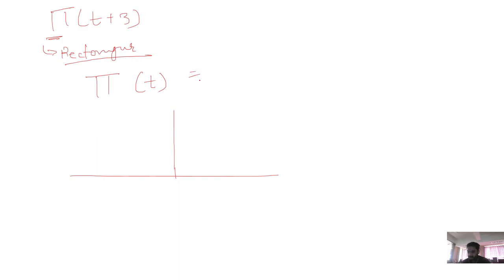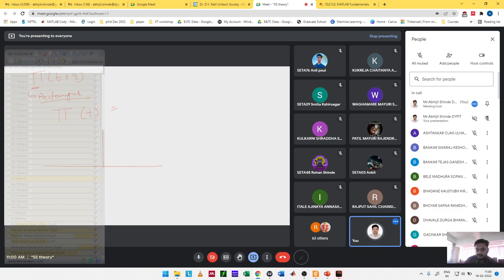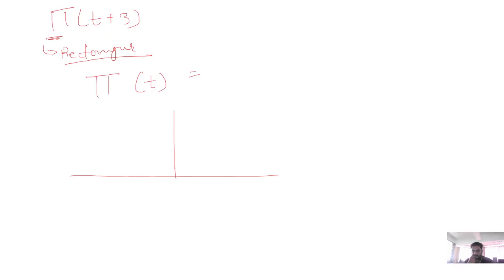Can anyone tell me the equation for this? You can unmute yourself and tell me, or you can put it in the chat. Anyone who remembers this? A window something. Yes, it is a window, rectangular. Okay, so what is it?